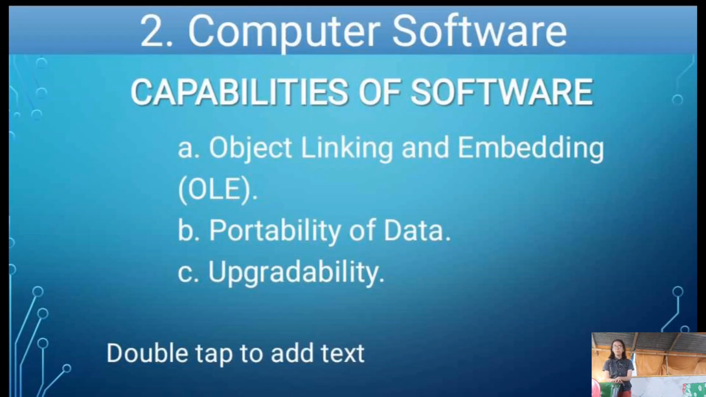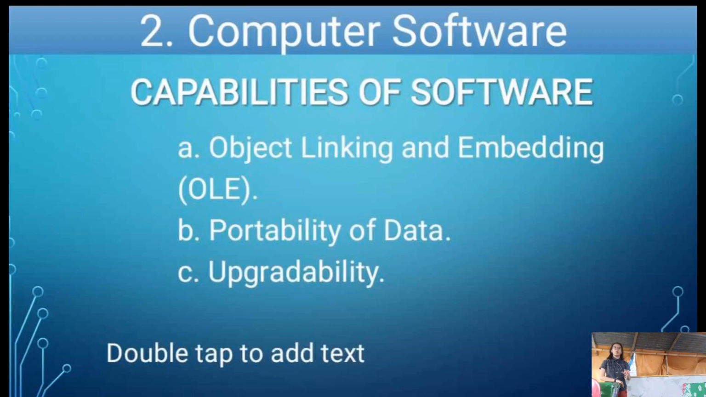And last, the upgradability. It requires more space and faster protocol for hardware to be upgraded. But the problem is it could be incompatible. For example, when you're using MS 2003, you can use MS 2003 files in MS 2007, but you cannot use MS 2007 files in MS 2003. So that's the problem with the capability of upgradability.